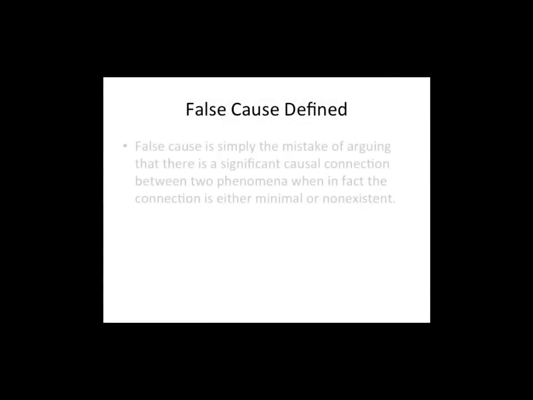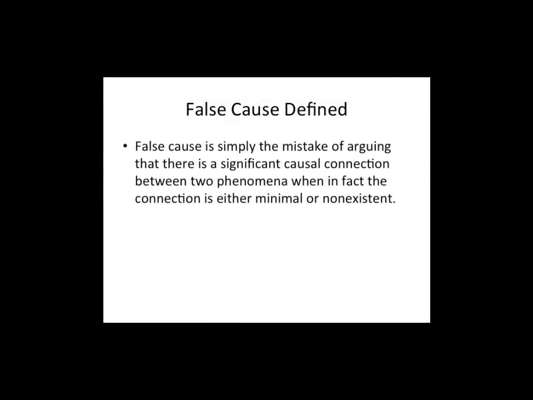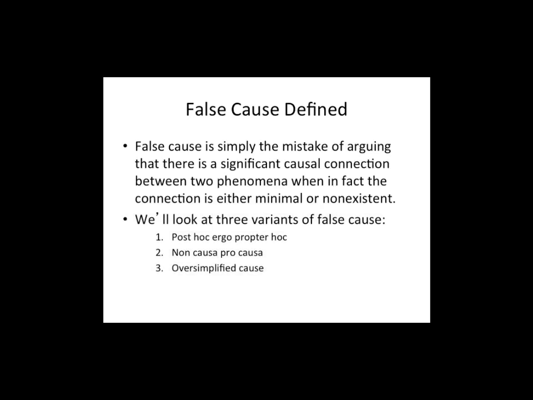So let's now define the fallacy of false cause. It is simply the mistake of arguing that there is a significant causal connection between two phenomena when in fact the connection is either minimal or non-existent. We'll look at three types of false cause: the post hoc ergo propter hoc, non causa pro causa, and oversimplified cause.